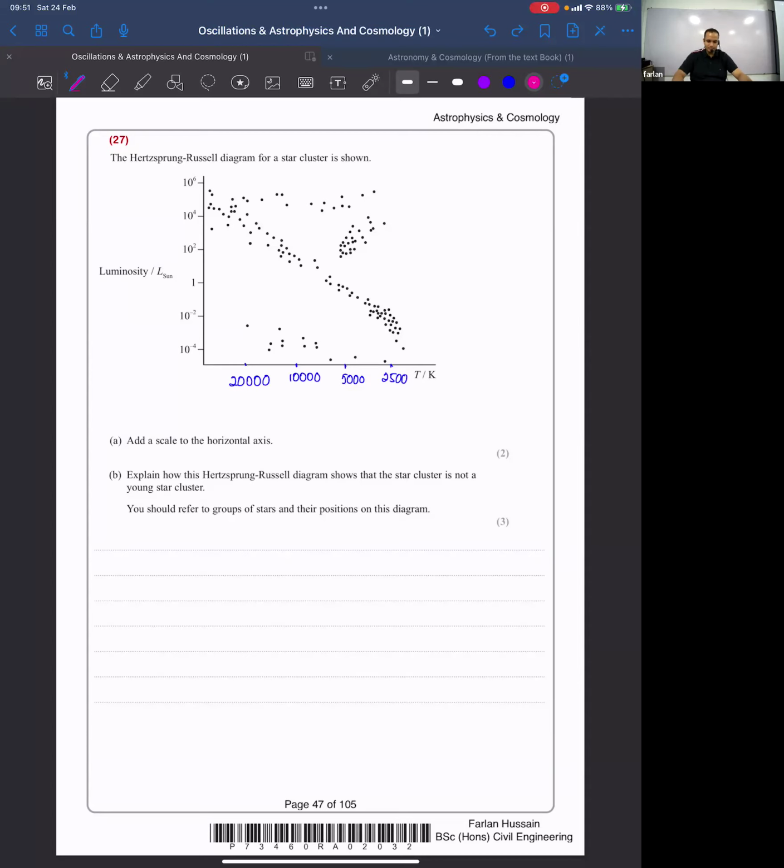Using the diagram, the diagram shows that the star cluster is not a young star cluster. You should refer to groups of stars and their positions on this diagram. So write the answer. There are lots of stars.